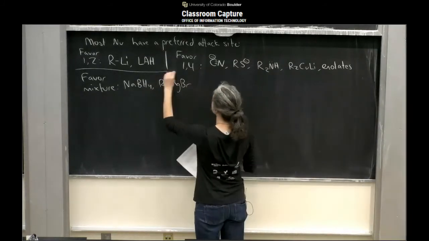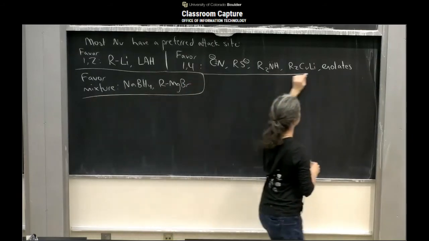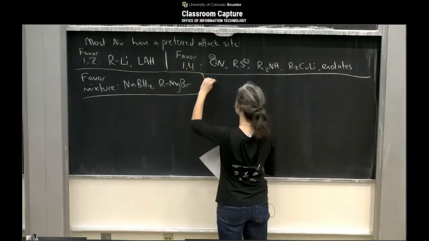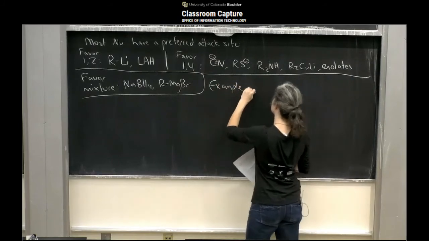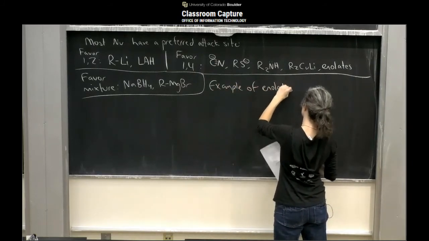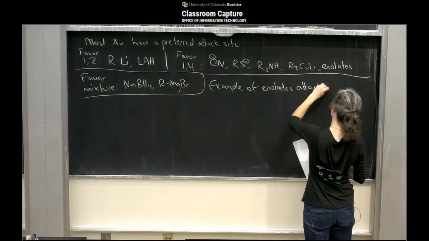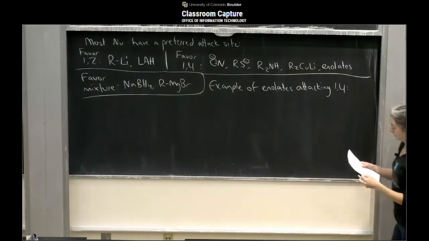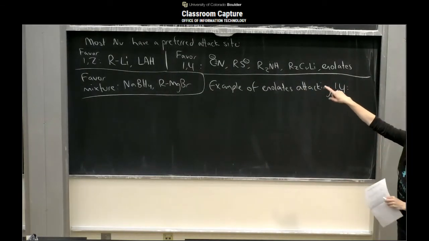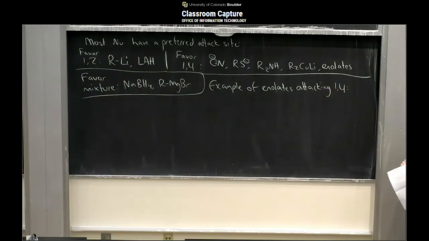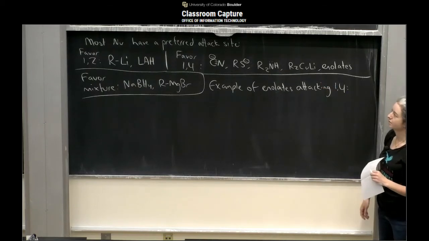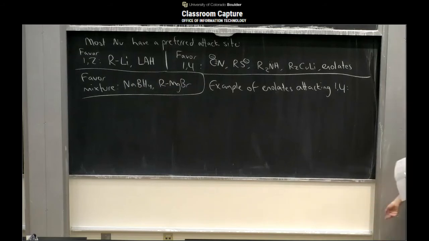So let's look at an example of enolates attacking. I guess technically, like I said, Michael addition up here for 1,4. Technically, Michael specifically means enolates going 1,4. If you're attacking 1,4 with something else, you could call it Michael style addition. But technically, Michael, the chemist himself, figured this out for just enolates specifically.